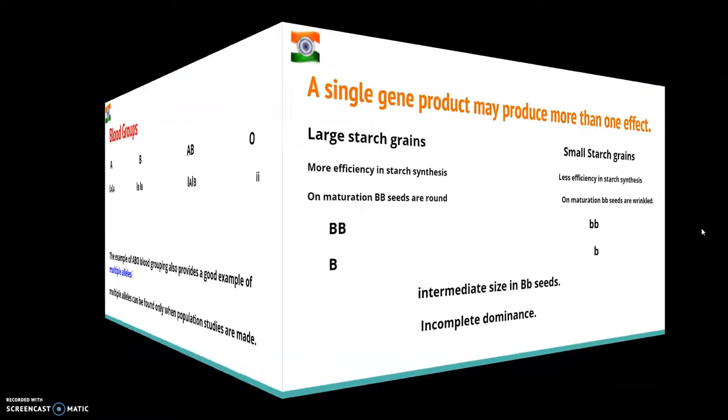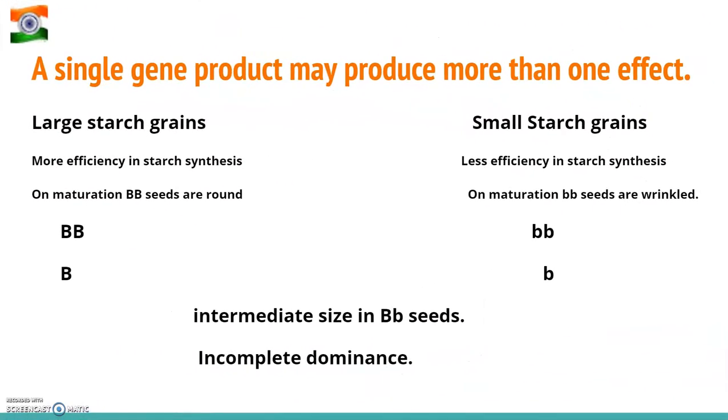Now here is the example where we find that a single gene product may produce more than one effect. We can see different effects of the gene. Sometimes multiple genes produce an effect, and sometimes a single gene product may produce more than one effect. So different combinations can be seen. In Mendel's law of dominance, then incomplete dominance, then codominance, and now the effect is more than one. A single gene product may produce more than one effect.